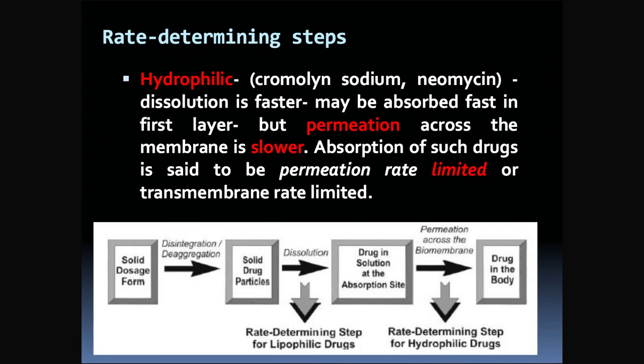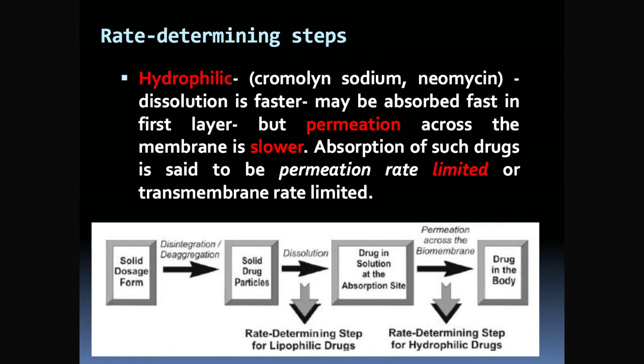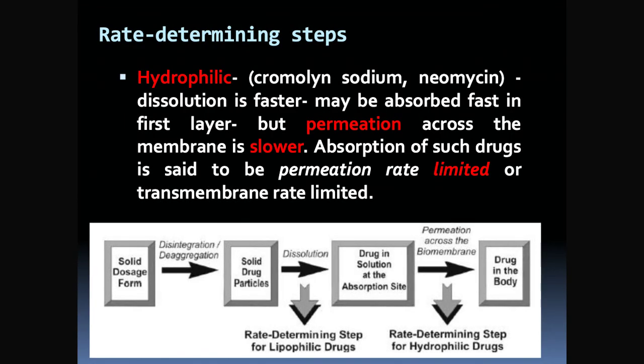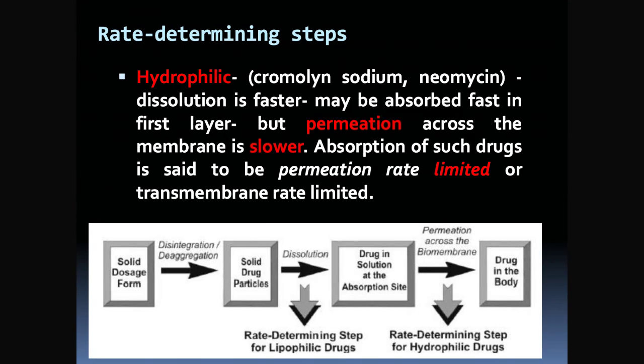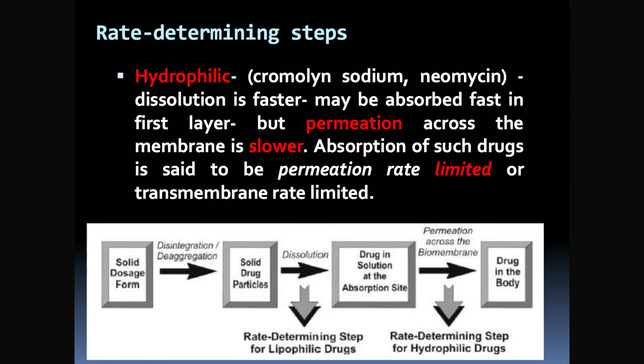Examine the flowchart where the primary bottleneck is explicitly labeled as transmembrane rate-limited for these substances. Essentially, the total speed at which the drug enters the body is not dictated by how fast it dissolves, but remains strictly governed by the resistance it faces during this membrane crossing.